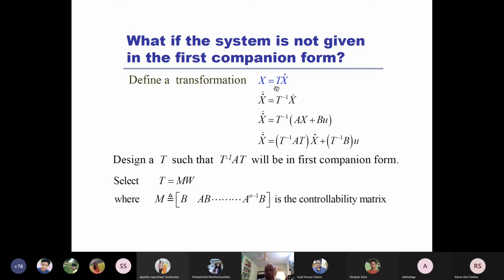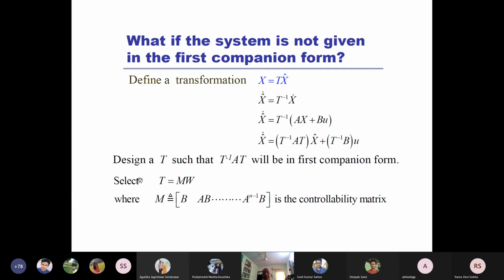Then we do the algebraic manipulations and write the system of equation in terms of x hat. So we will have x hat dot equal to T inverse AT x hat plus T inverse B u. Now our objective is to design T such that T inverse AT will be in the first companion form.